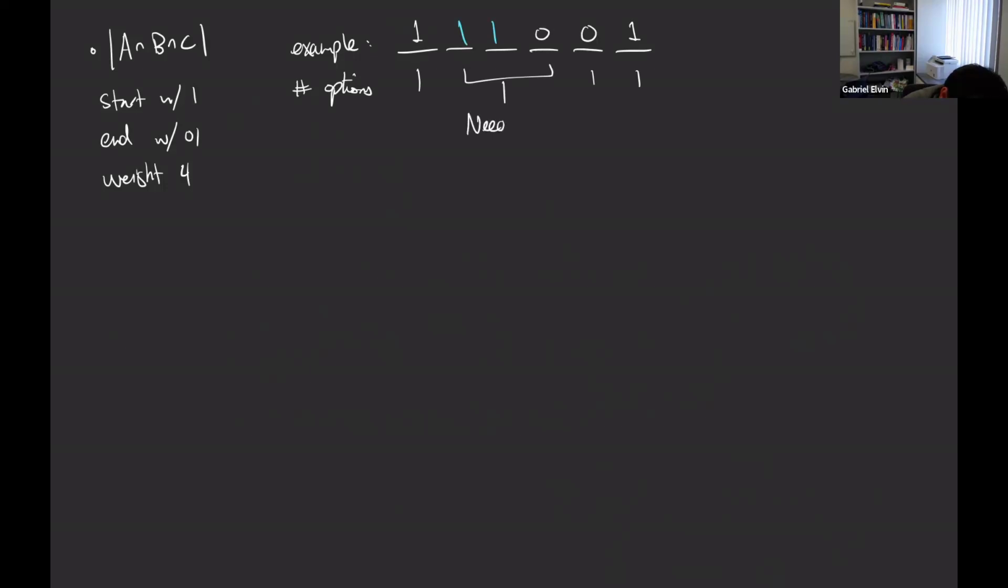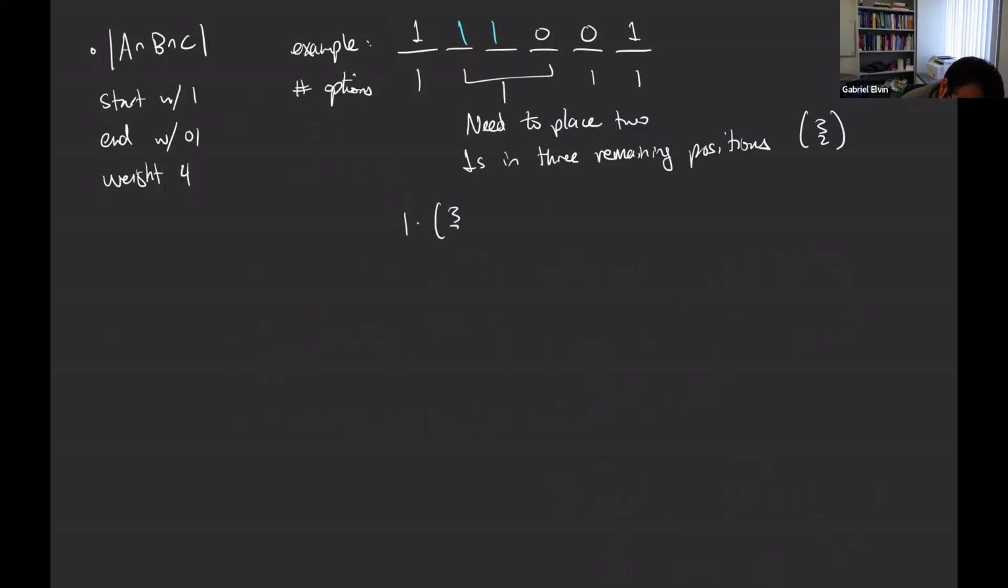So I need to place 2 1s in the 3 remaining positions. And so how many ways are there to do that? 3 choose 2. So if I really want to use the product principle, 1 times 3 choose 2 times 3 choose 2 times 1, which is just 3. Okay, and so I have the cardinalities of all the sets.